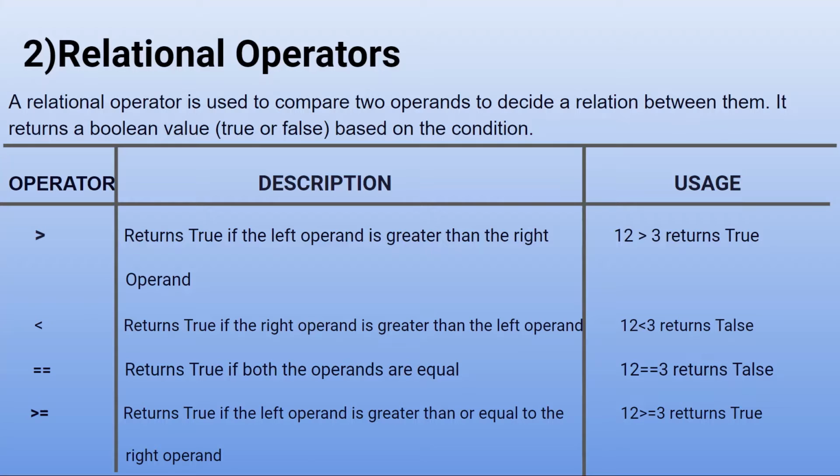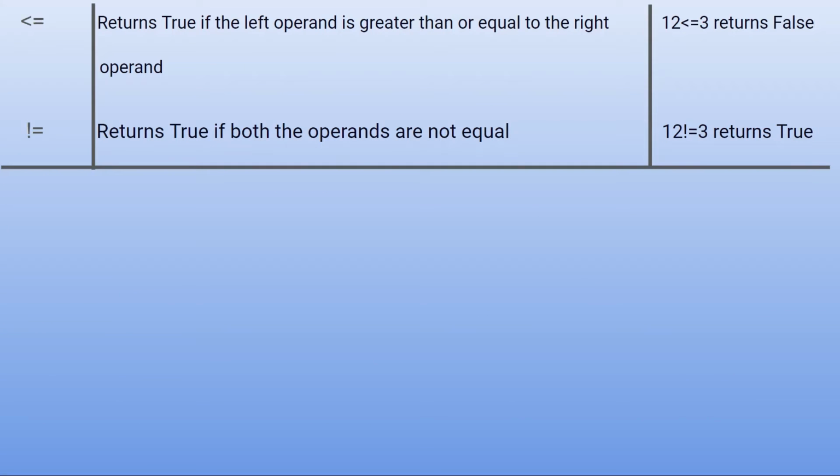Then we have the greater than or equal to. It returns true if the left operand is greater than or equal to the right operand. Now 12 is greater than or equal to 3, which means it satisfies at least one condition, that 12 is greater than 3, so we get true. Next, we have lesser than or equal to, which returns true if the left operand is lesser than or equal to the right operand. When I consider 12 lesser than or equal to 3, 12 is not lesser than 3 and not even equal to 3, so the result is false.